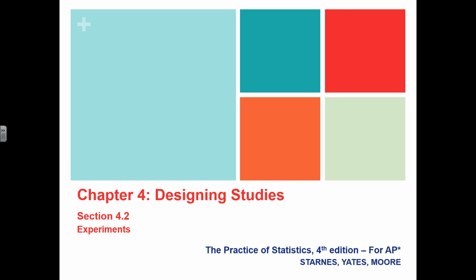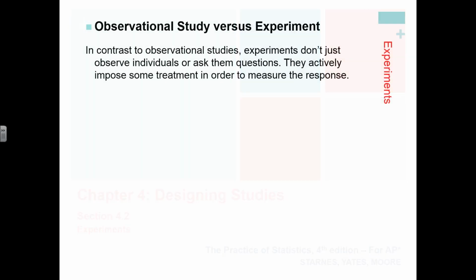Alright, so you have keeper 4.2, experiments. Now this keeper is primarily talking about after we created our samples, after we found a good way to sample our population, now we want to do some sort of experiment. Now we have two ways of doing this. We can either do it using observation, just looking at what we want and making conclusions based off what we see, or we can actually literally do an experiment, which means that we are giving them some sort of treatment.